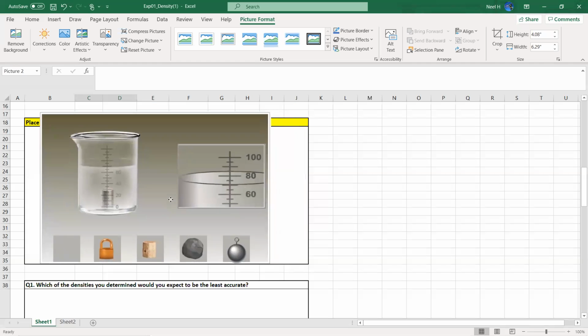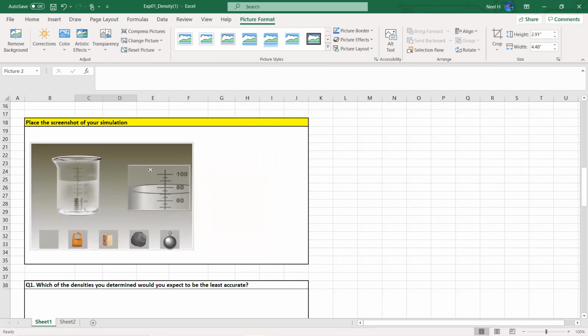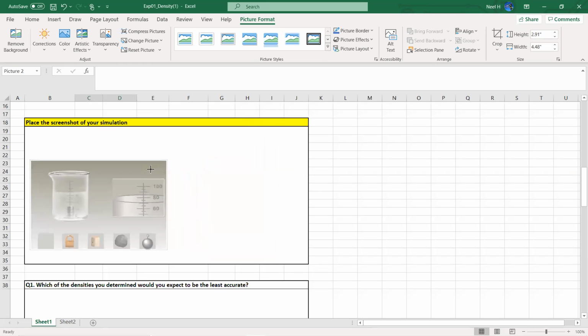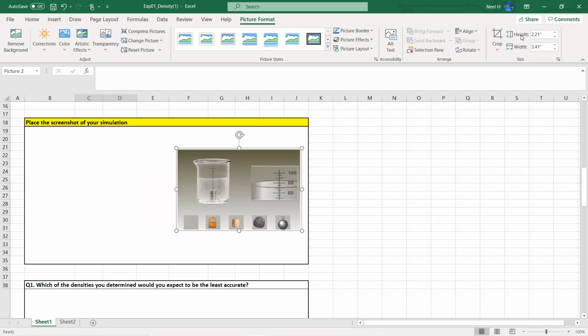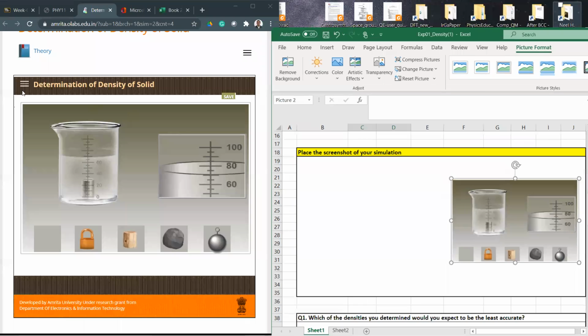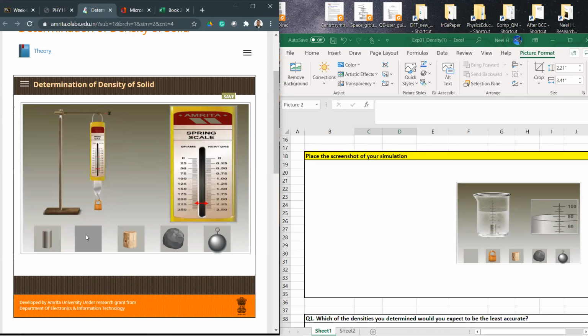Do I screenshot any of the simulations? No, you need both of them separately. You need the volume measurement and also the mass measurement. It doesn't matter which object is there, we need only one of them. Just put one object. It doesn't matter which object it is, but we need only one picture.